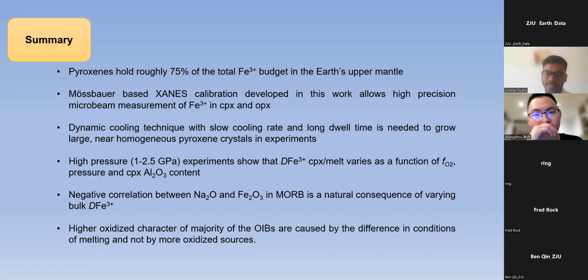And the last thing is that the ocean island basalts are oxidized compared to the mid-ocean ridge basalts, and some of the oxidized character of the ocean island basalts could be because ocean island basalts are generated in the presence of garnet, and not because they are coming from an inherently oxidized source. So with that, I'll thank everyone for your attention, and I'm happy to take questions.